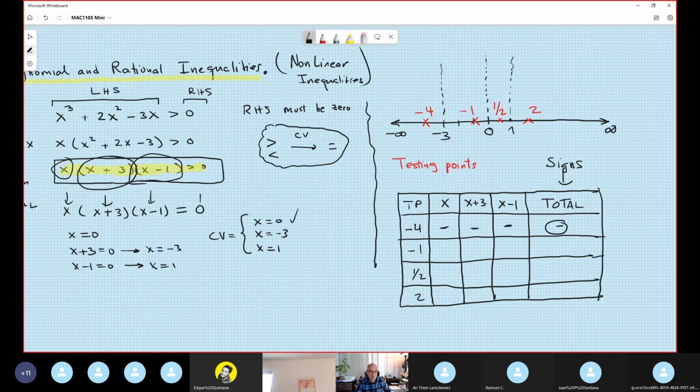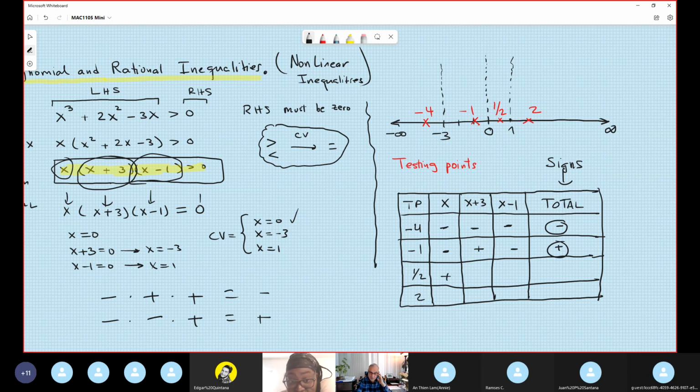Negative times positive is obviously negative, right? And negative times negative is obviously positive. Makes sense, right? Let's continue. Now -1 is negative. -1 here is positive, because -1 plus 3 is positive 2. And -1 and -1 is -2. 2 negatives is positive.